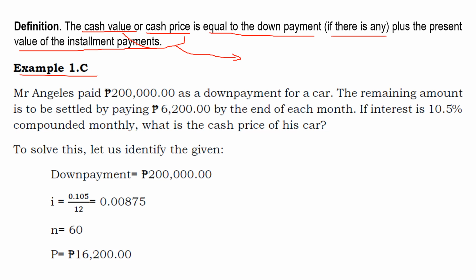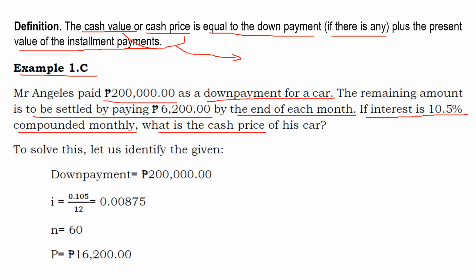For example, 1.c: Mr. Angeles paid 200,000 pesos as the down payment for a car. The remaining amount is to be settled by paying 6,200 pesos by the end of each month. If the interest is 10.5% compounded monthly, what is the cash price of his car?